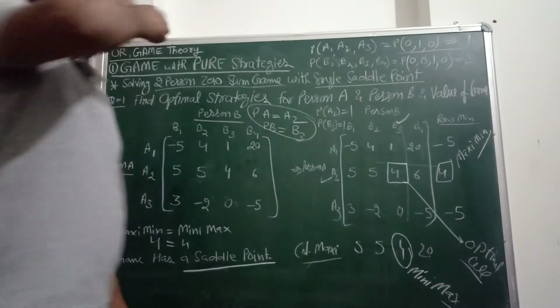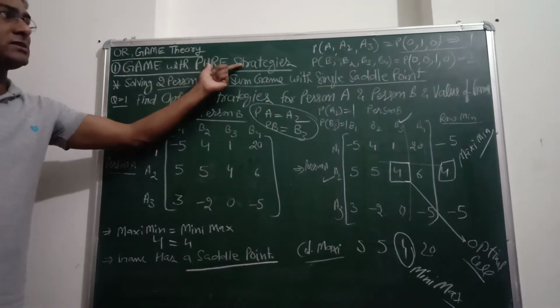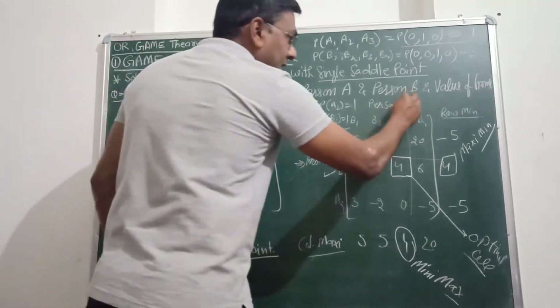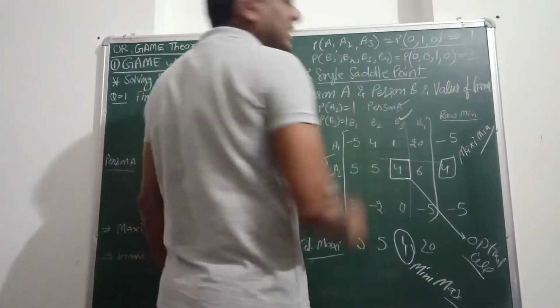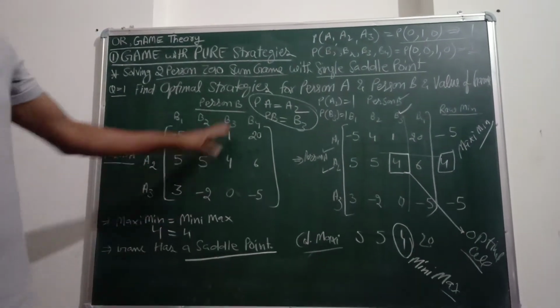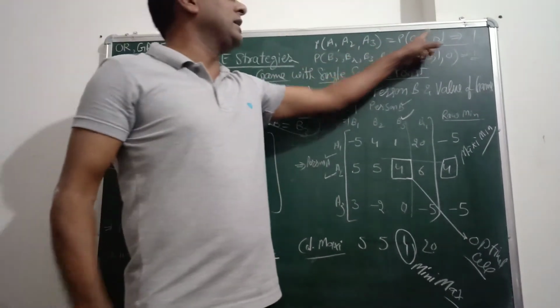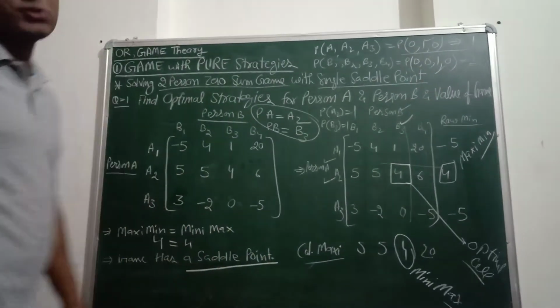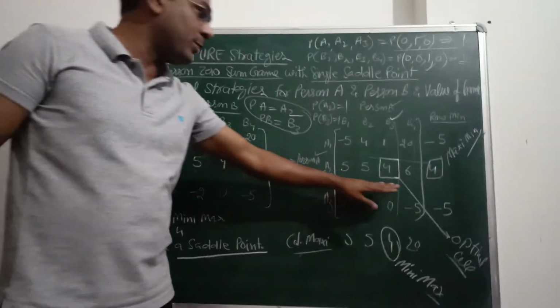So you will also see that this is a pure strategy, because each of player A and player B is using only a single strategy. Okay, so here also you will see that only A2 is used and only B3 is used. So we can say that this is a pure strategy.